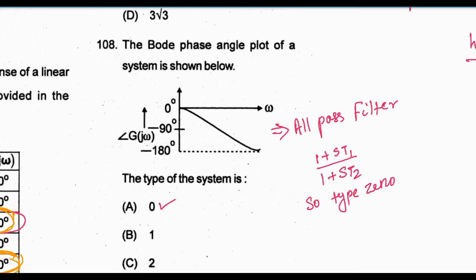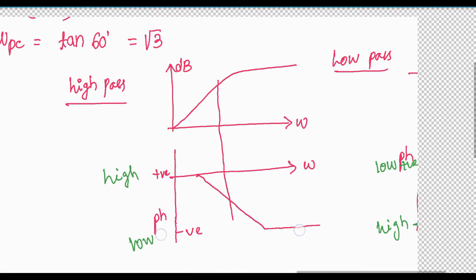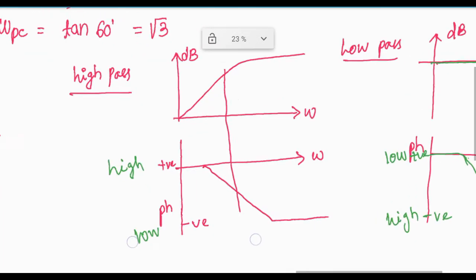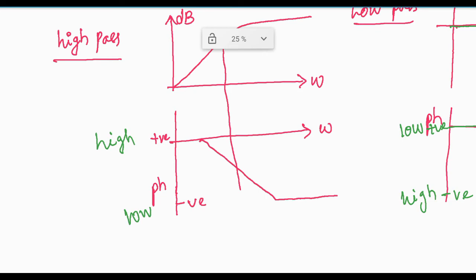So here the answer is this is an all pass filter, and this all pass filter has the form like this, and so there is no term of s to the power 0 in the denominator. This will be a type 0 system. So why are we going for the filter phase angle plots? So here are the filters. If we talk about the high pass filter, its magnitude plot is like this.